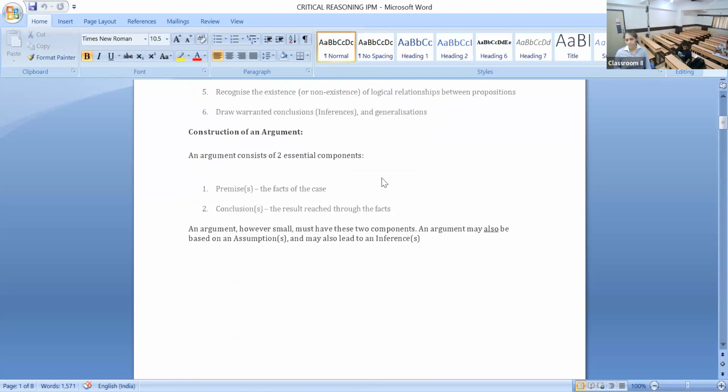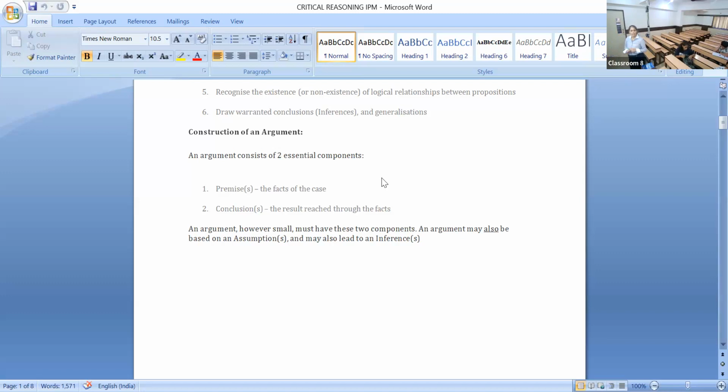Then we discussed the construction of an argument. That is, you will be having two components over there: your premise as well as conclusion. Conclusion, we know, is the result, and facts are the basics. So remember this thing, through a premise you would be reaching the conclusion. Premise would lead to a conclusion. This arrow has to be very clear: first you draw facts and then it will lead to conclusion.